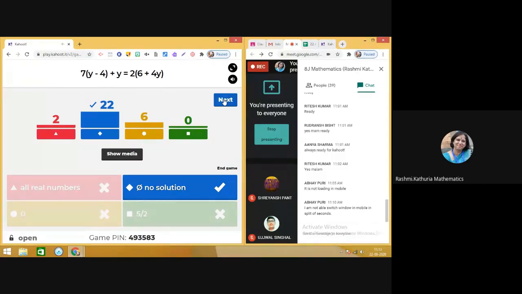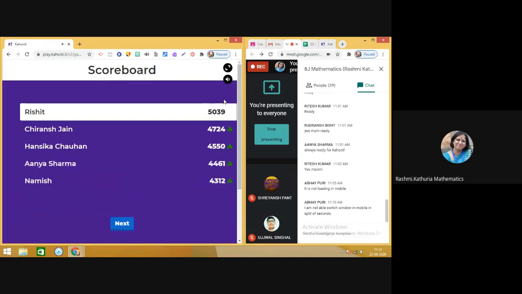So when you solve this question, you are getting one expression in which both the sides have numerical values. So you are not able to find the value of y in this case. So we say that in this equation, there is no solution. Fine. Okay, I'm moving on to the next and see the leaderboard now.